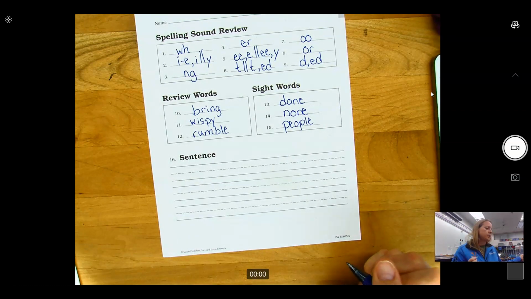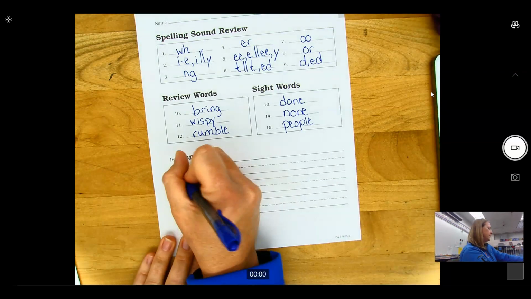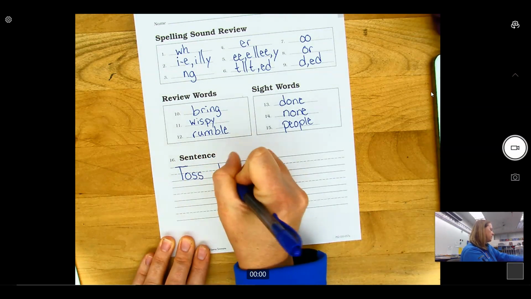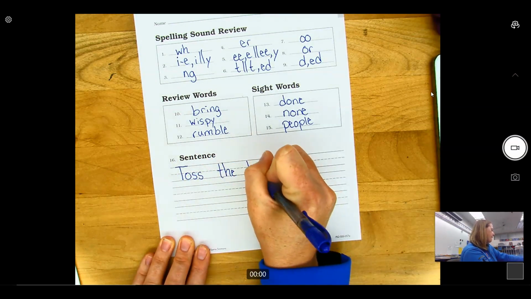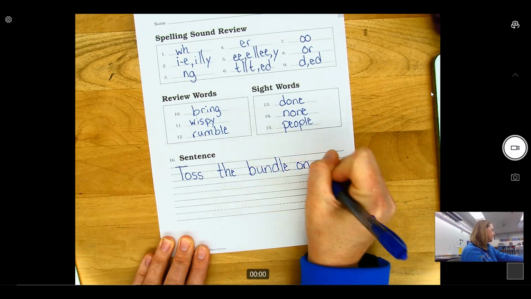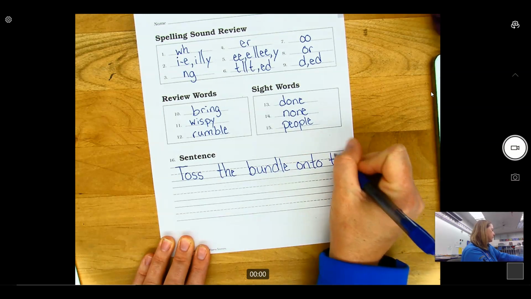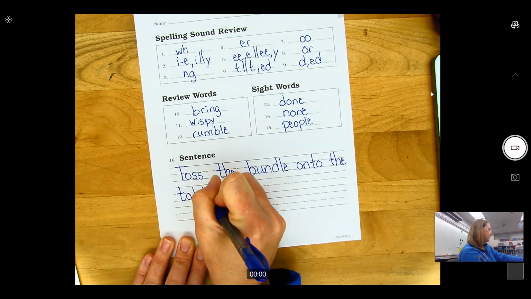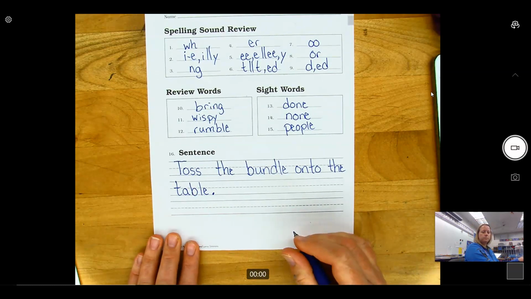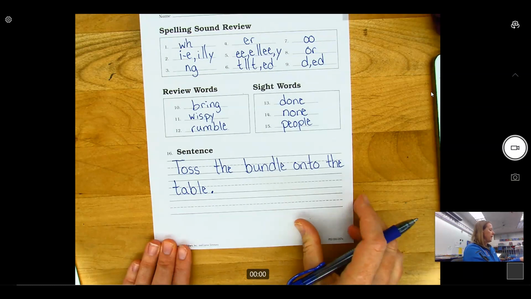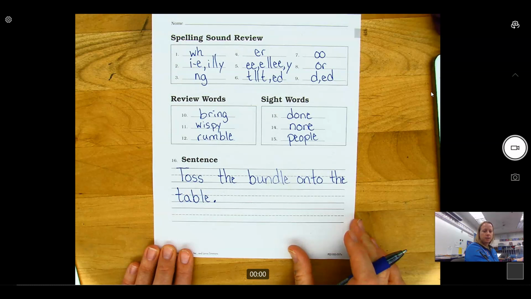Your sentence is, toss the bundle onto the table. Capital T. Toss the bundle onto the table. Period. That is a command type sentence because you're being told to do something. It still ends with a period. Okay, so if you need to pause the video, go ahead and pause it to catch up.